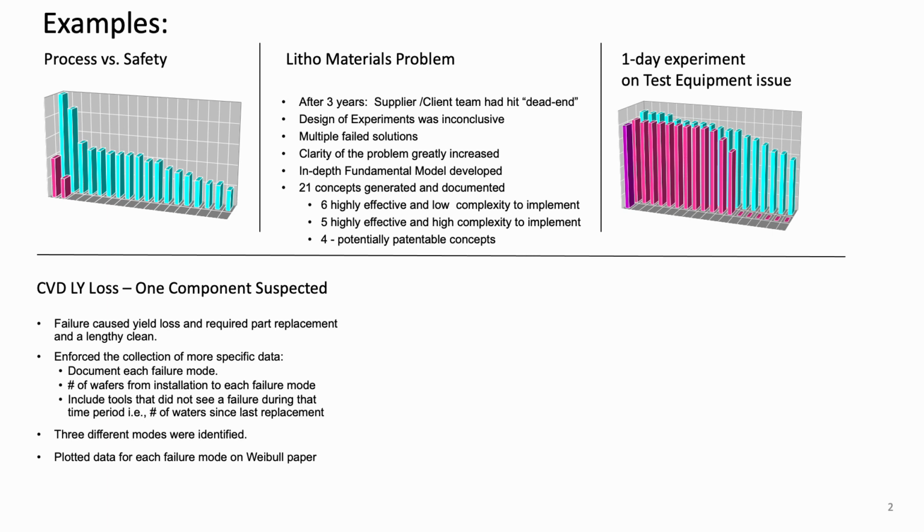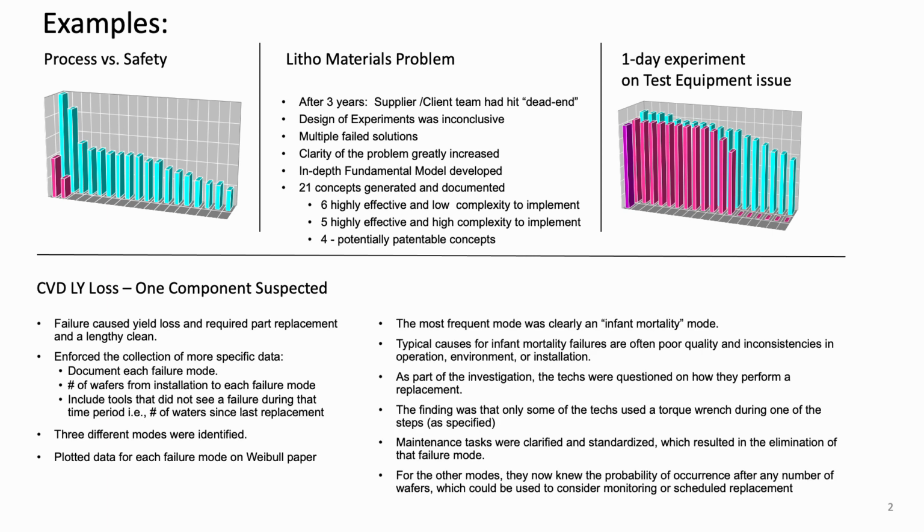And 3 different specific modes were identified, and we plotted each of those failure modes on a special Weibull paper. The most frequent mode was clearly an infant mortality mode. We'll explain more about that later. Typical causes for infant mortality are often poor quality, inconsistency in operation, environment, and installation. As part of the investigation, the techs were questioned on how they perform a replacement. The finding was that only some of the techs use a torque wrench during one of the steps.